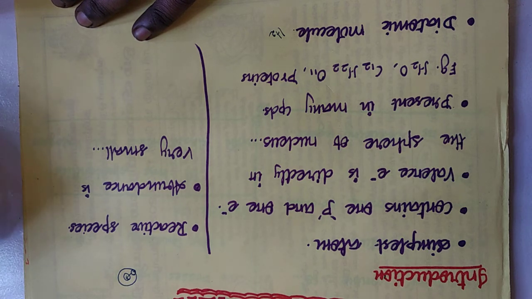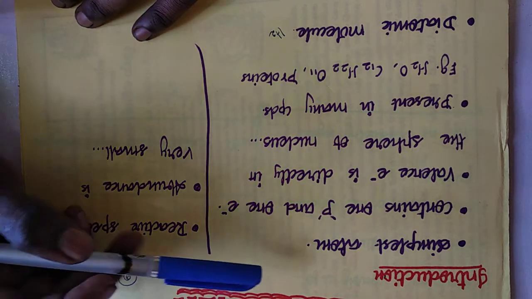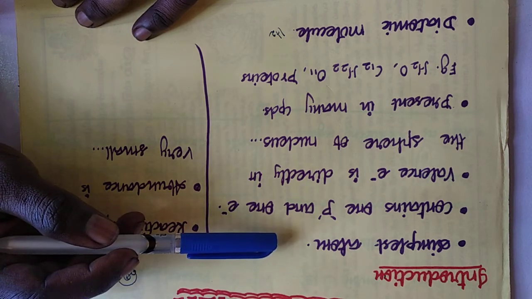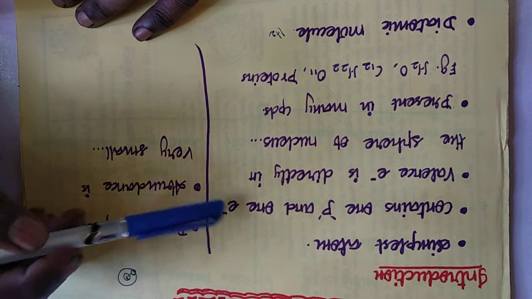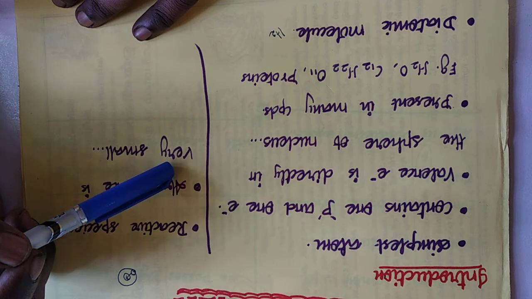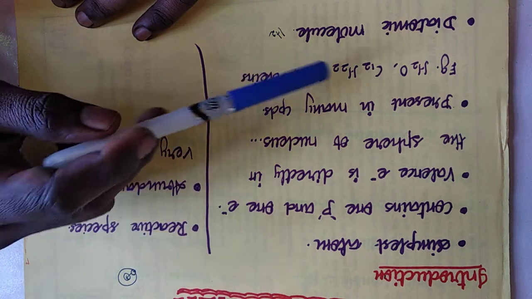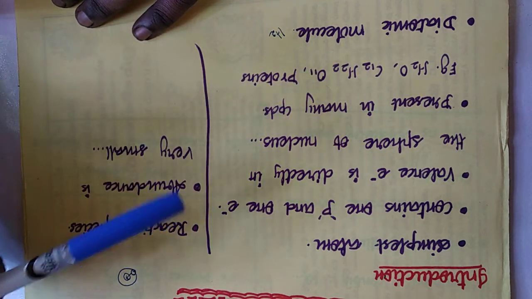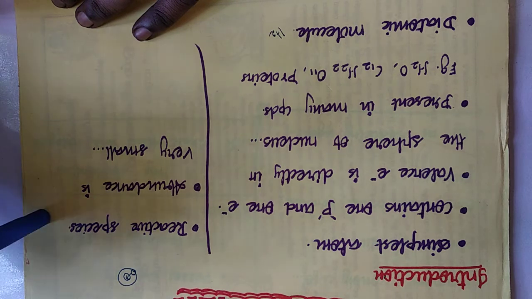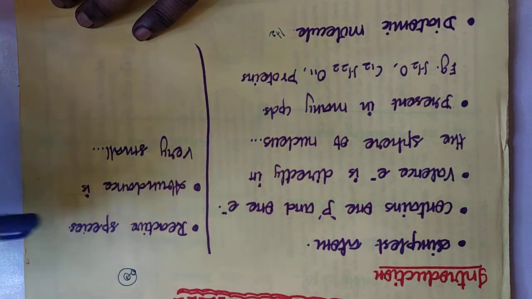So with this, the introductory part is over. Hydrogen is the smallest atom, or also we can say it is the simplest atom. It contains 1 proton and 1 electron. Then the valence electron is directly in the sphere of the nucleus. It is present in many compounds such as the water molecule, carbohydrate, and proteins. It is a diatomic molecule. It's a highly reactive species, and its abundance is very, very small.